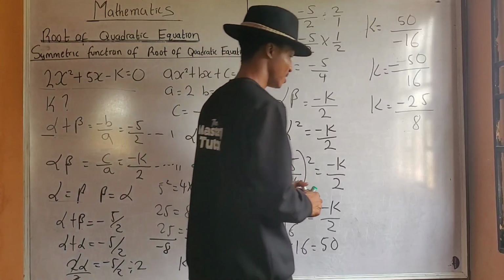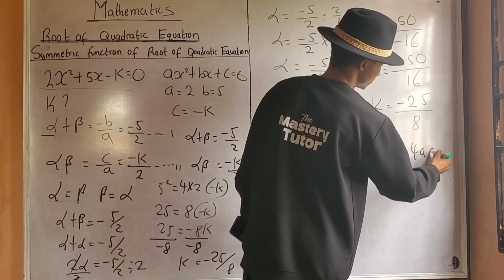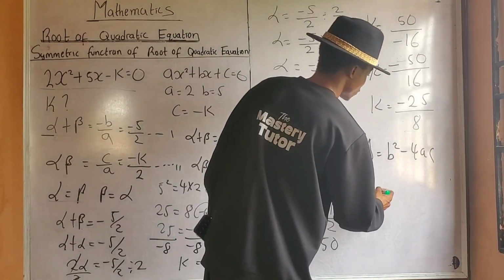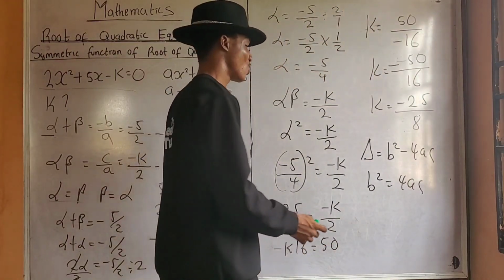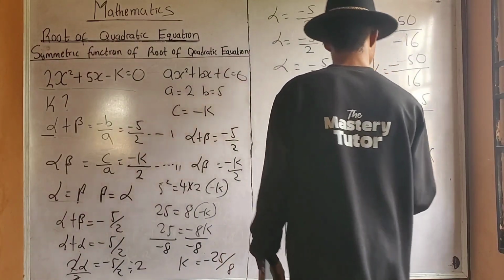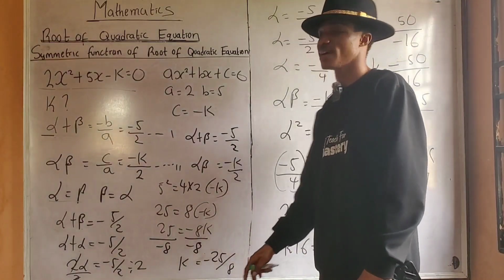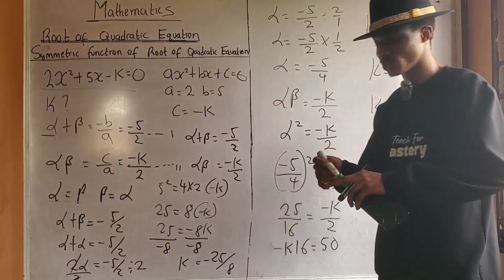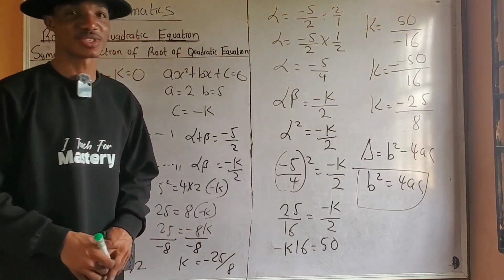Discriminant. Discriminant is equal to b squared minus 4ac. And for a perfect square, you are going to have b squared equals 4ac for an equation to be a perfect square. So if you substitute the values of a, b, and c into this, you're going to get the value of k as negative 25 over 8, just like we have here. Do you understand? So that is the solution to the question, okay? Let us proceed to the next question.